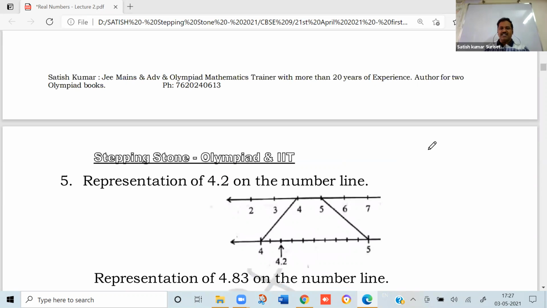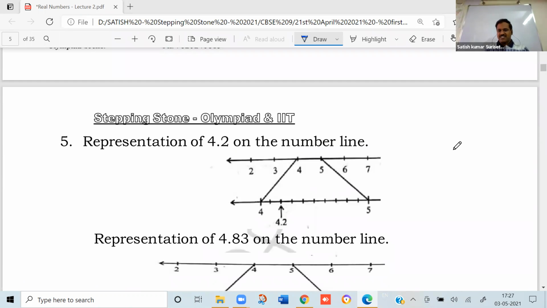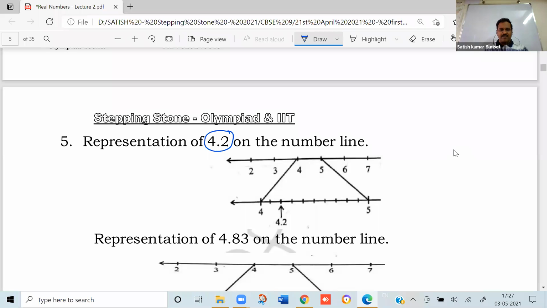Representation of 4.2 on the number line. Now, 4.2 is a rational number. So how to represent 4.2 on the number line? The number line is this: 2, 3, 4, 5, 6, 7. 4.2 means what? It will be between 4 and 5. Now you take 4 and 5 and between 4 and 5 you take 10 equal parts. That is 4.1, 4.2, 4.3 up to 4.9, then it is 5. Because we want 4.2, the second one will be 4.2.